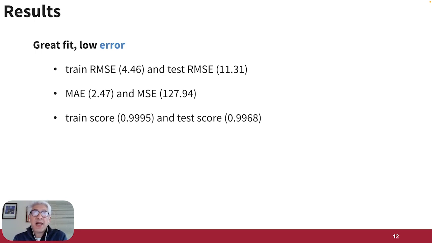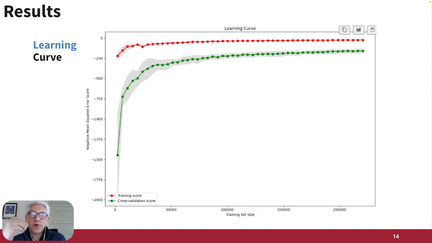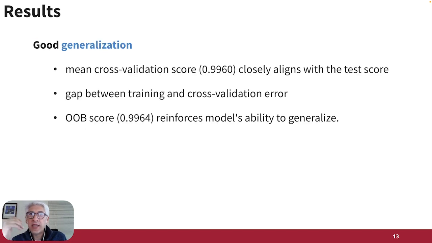After combining and analyzing the information from the learning curve and all metrics calculated, we classified our results into error, generalization, and learning. The model generalizes well. This is supported by the mean cross-validation score that closely aligns with the test score, suggesting the model doesn't overfit at most. Also, the more or less constant gap between training and cross-validation error in the learning curve further supports this, and the OOB score being near the test score reinforces the model's ability to generalize.